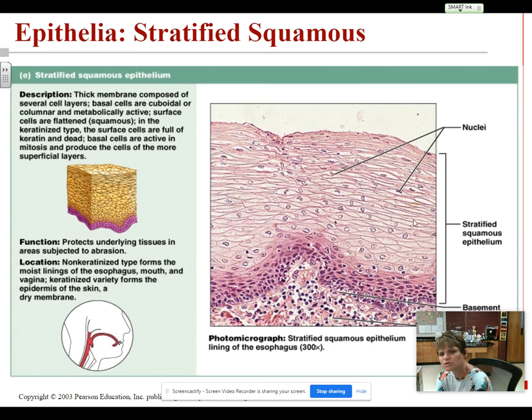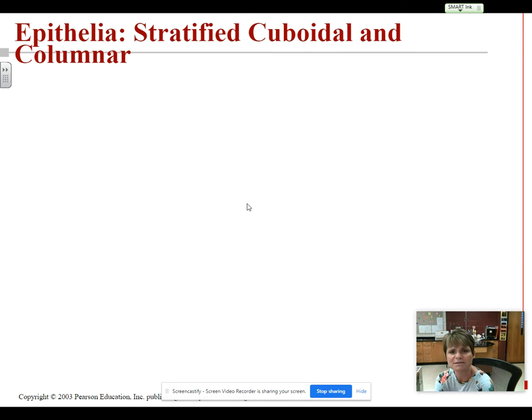So the more waves you see at the inferior portion of the tissue, that also is a clue that it might be stratified squamous, in addition to the fact that it's very thick with many layers, thin, flat layers on top. Also, sometimes, especially with the skin, you may see flakes. A lot of times these thin, flat cells will flake off. If you ever see flakes of cells sloughing off at the top, then it's probably stratified squamous.